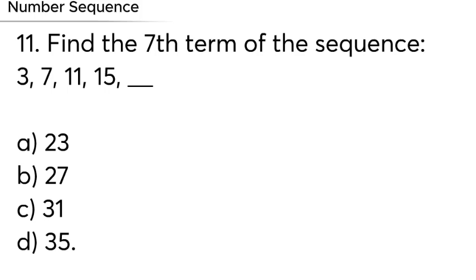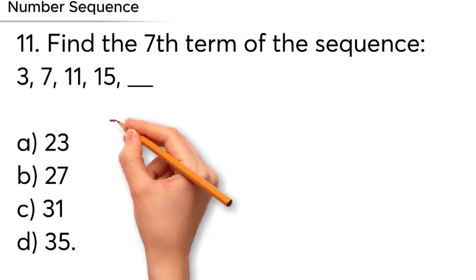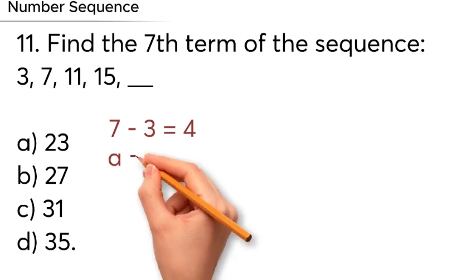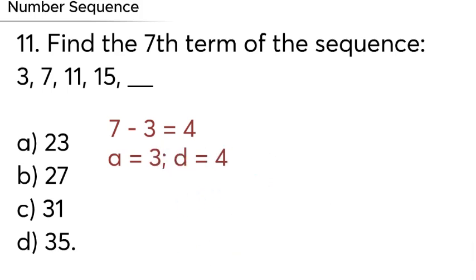We are tasked with finding the 7th term. Step 1 is to identify the pattern in the sequence. Find the difference between consecutive terms. 7 minus 3 is 4. 11 minus 7 is 4. 15 minus 11 is 4. This tells us the sequence increases by 4 each time. It's an arithmetic sequence where the first term, a, is 3, and the common difference, d, is 4.